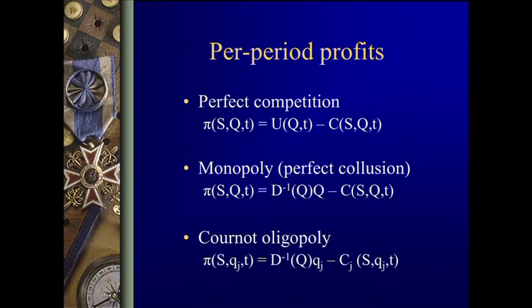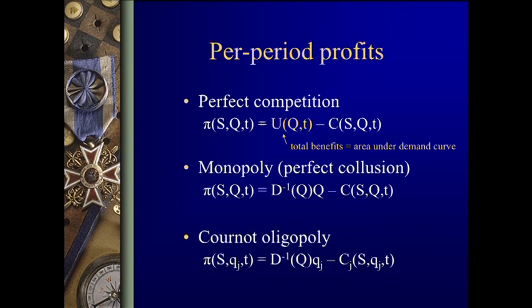So the per period payoffs vary depending on what the market structure is. If we have perfect competition, the per period payoffs pi are total benefits, U as a function of Q and T, minus total cost, which is the cost function. It turns out that the solution to a perfectly competitive market's problem is the same as that of a social planner's problem. So you can model perfect competition by saying that they act as if their per period payoffs are total benefits minus total costs, which is what the social planner would do.